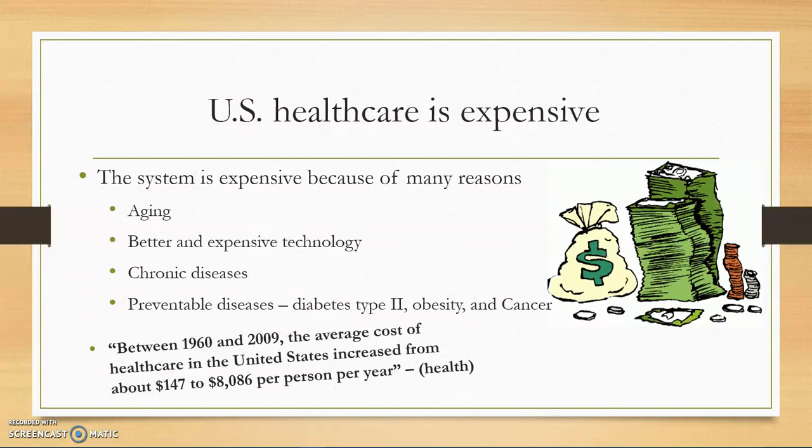A great strong quote from the Health Information Technology Foundation is that between 1960 and 2009, the average cost of healthcare in the United States increased from about $147 to $8,086 per person per year. That's a 55 times greater cost from 1960 to 2009. That is very, very expensive.